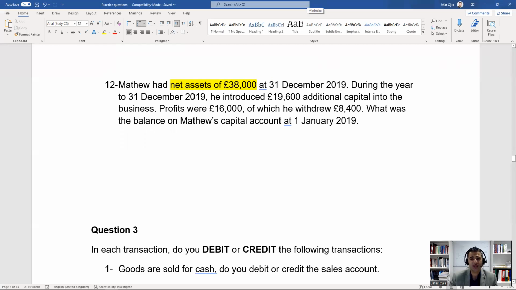He introduced £19,600 additional capital into the business. Profit 16,000. Drawings 8,400. What was the balance of Matthew's capital at the beginning of the financial year? That's interesting: the capital at the beginning of the financial year.